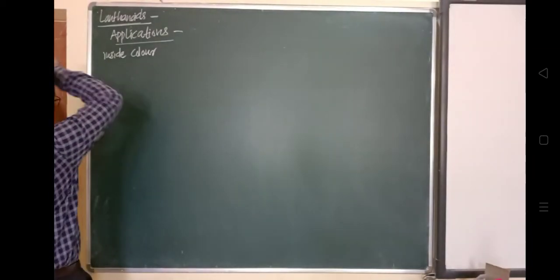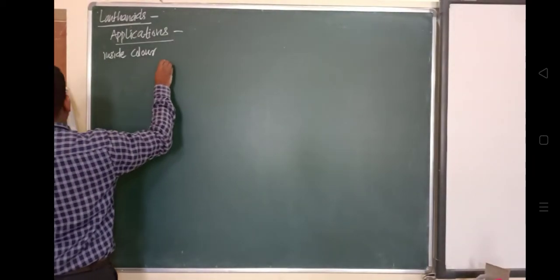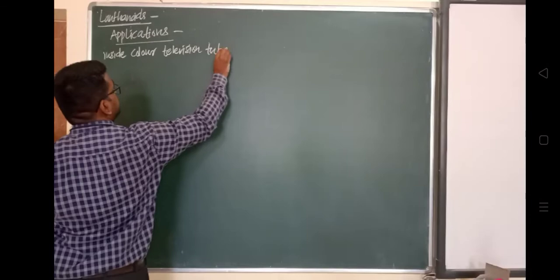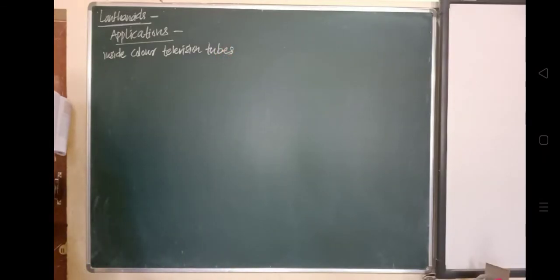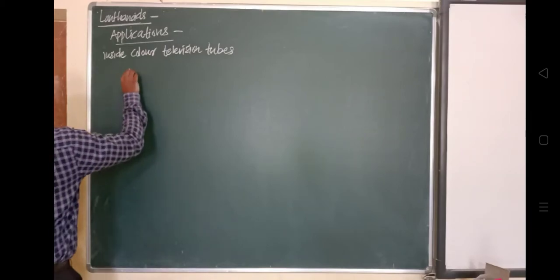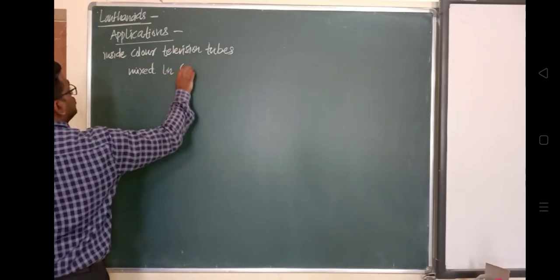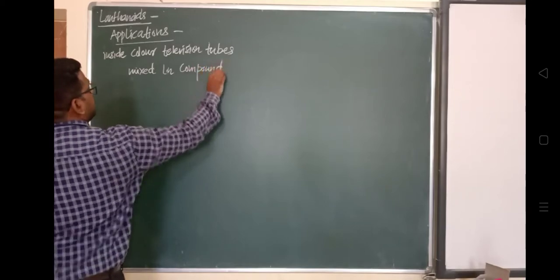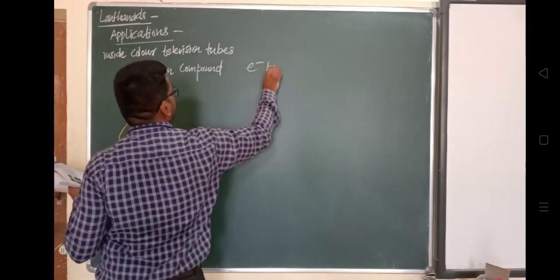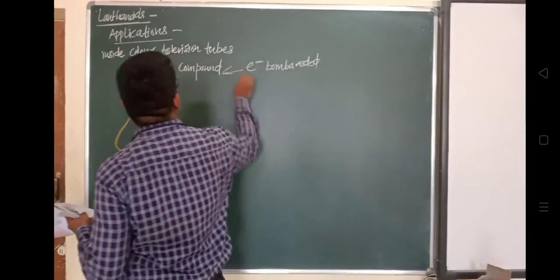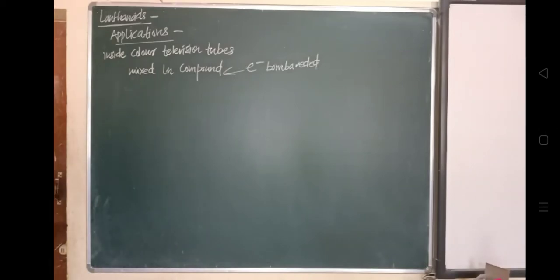So due to the nature, inside color television tubes, lanthanoid compounds are present. When electrons are bombarded on a certain mixed lanthanoid compound, suppose this is any mixed lanthanoid, in short I will write Ln compounds, and when the electron is bombarded over these mixed lanthanoid compounds, they emit visible light.